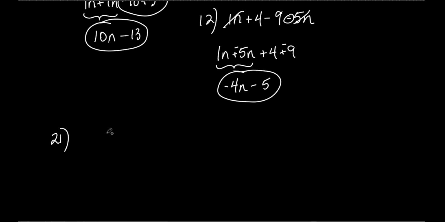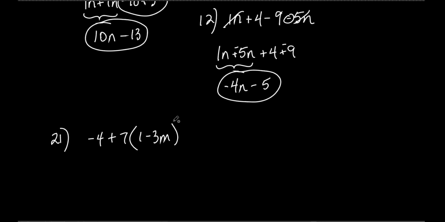So 21 is negative 4 plus 7, and then 1 minus 3m. Now, I'm not even going to worry about adding stuff together. Do you remember order of operations? Please excuse my dear Aunt Sally. Remember that? PEMDAS, whatever you want to call it.